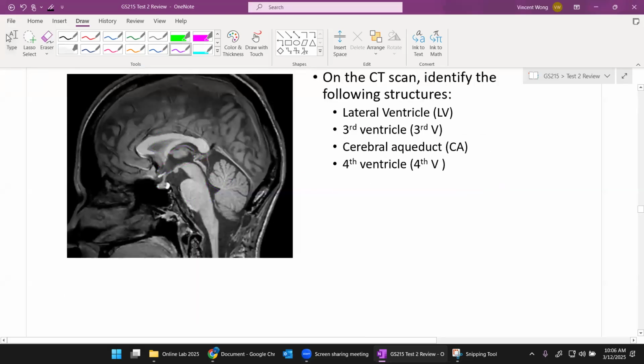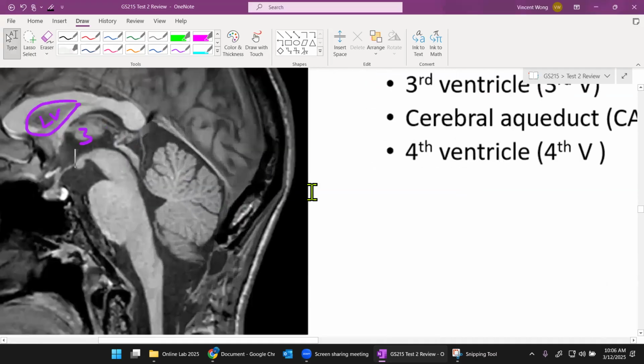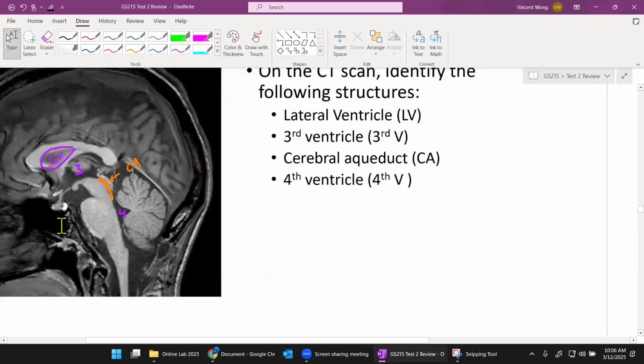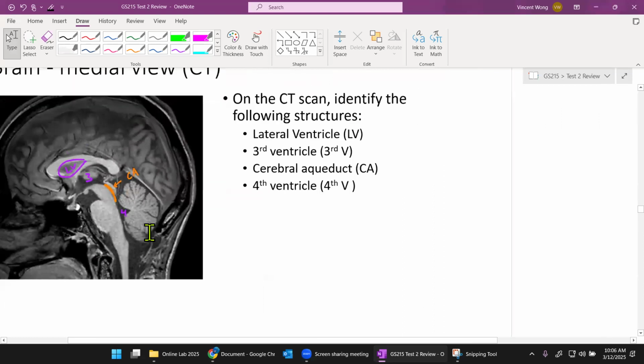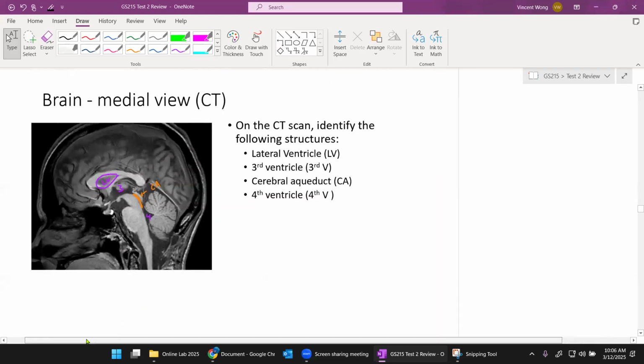Oh, there you go. Lateral ventricle, LV, third ventricle, fourth ventricle is here, and then connecting it, this here, that's the cerebral aqueduct. Right? This is an actual CT picture, right? Of a person's brain.